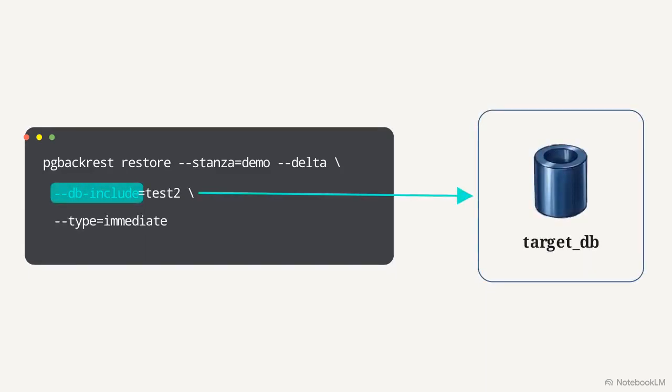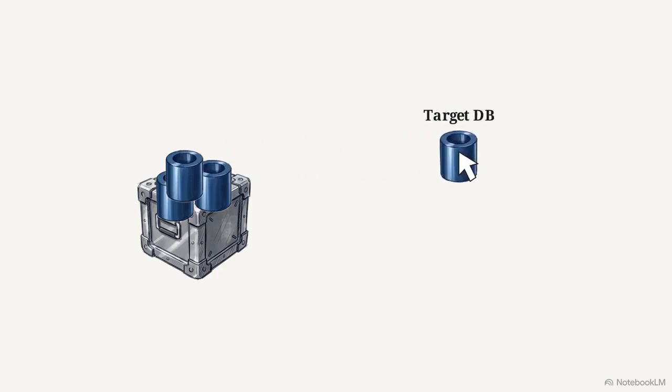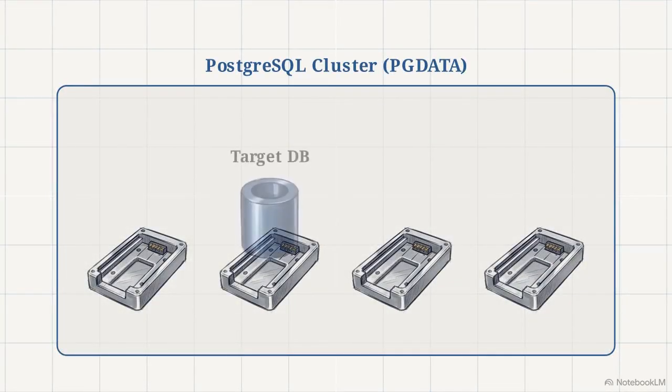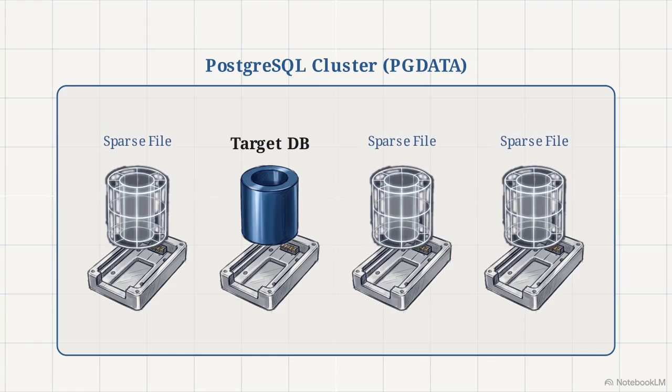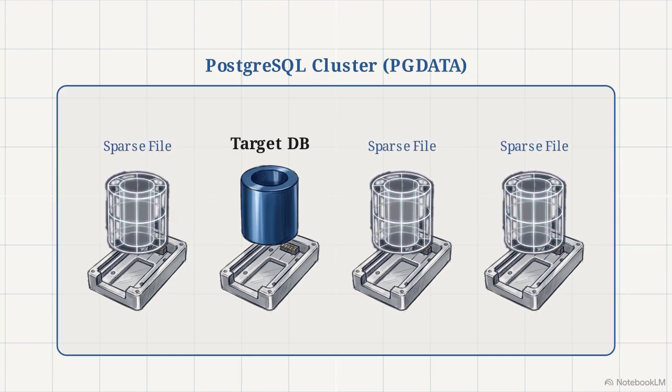--db-include. You append it to your restore command and specify exactly which database you want to recover. It is often assumed that this command extracts only the target database from the backup archive and ignores the rest of the cluster. However, the restore process actually recreates the entire cluster structure. For the databases you exclude, pgBackRest writes them to disk as sparse, zeroed files that consume almost no physical space.